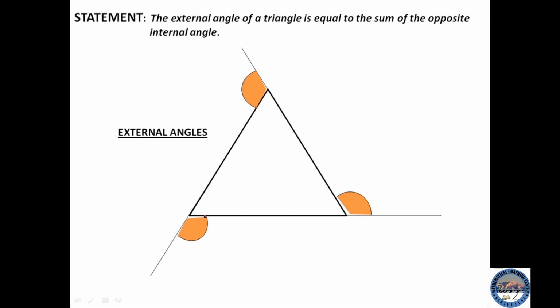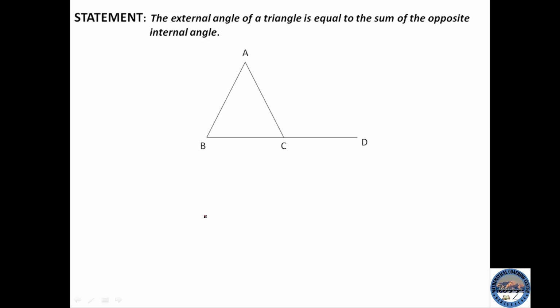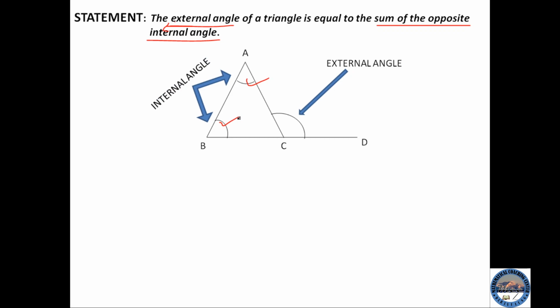Okay, now let's move back to the statement once again. The statement says that the external angle should be equal to the sum of the opposite internal angles. So let's see. Here this angle is known as the external angle. In this diagram, this angle is the external angle. And what are the opposite internal angles? These two angles formed here are the opposite internal angles.